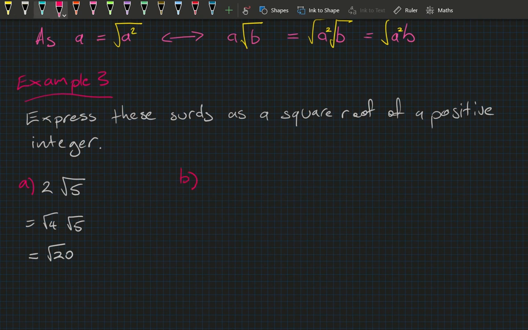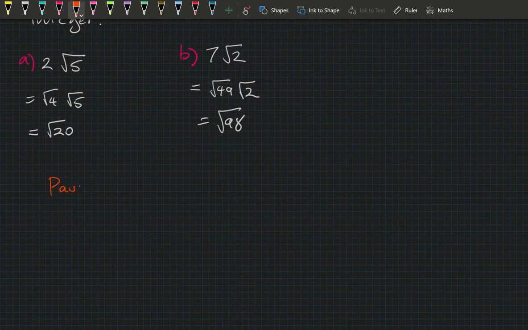In part B, we've got 7 times the square root of 2, and the square of 7 is 49, so we can rewrite 7 as the square root of 49, and we can write it all out as the square root of 49 times the square root of 2. And 2 times 49 is 98, and so that's equal to the square root of 98. Okay, so it really is that simple. You just need to express the surd as the square root of one positive number. Anyhow, here's your chance to practice. Pause the video now and do question 7 in the new book and question 8 in the old book. And I'll see you in the summary.